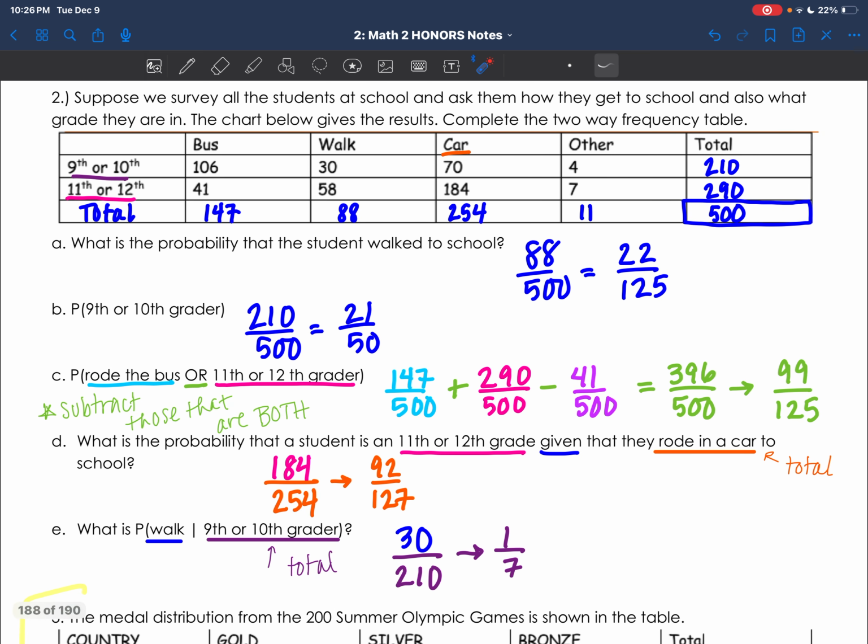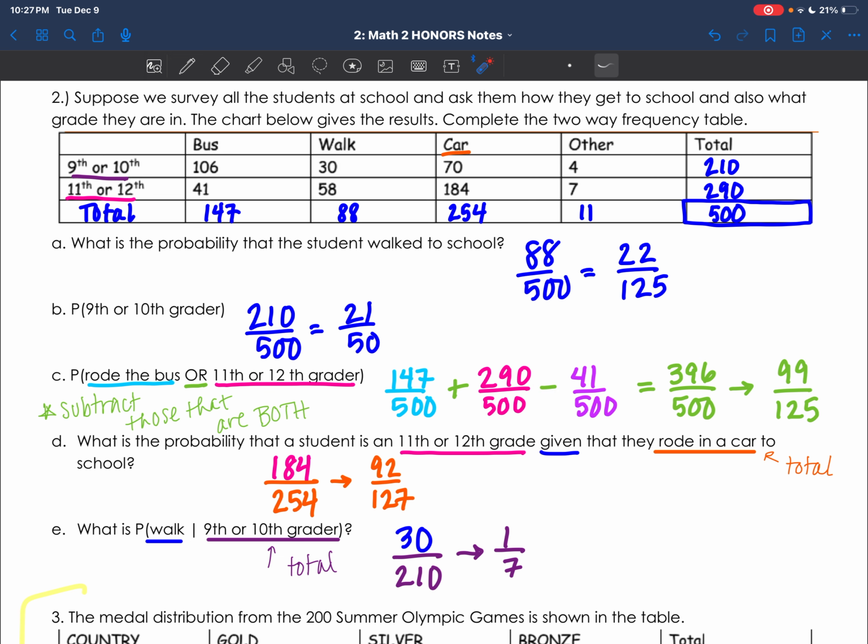Now it gets a little different. It says probability they rode the bus, or it's an 11 to 12th grader. So remember, you could potentially have 11 or 12th graders that rode the bus. So remember, you've got to subtract those that are both. So the or means we're going to be adding, but we may potentially have to subtract some that are both.